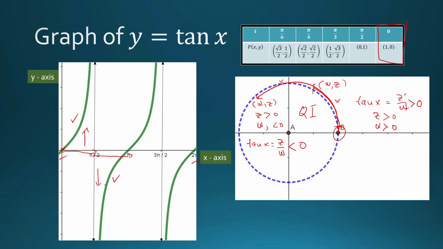That is the reason why in the interval pi over 2 to pi, our curve is below the x-axis. Now again, what is tangent of pi? Tangent of pi is 0. Again, that is our reference point.